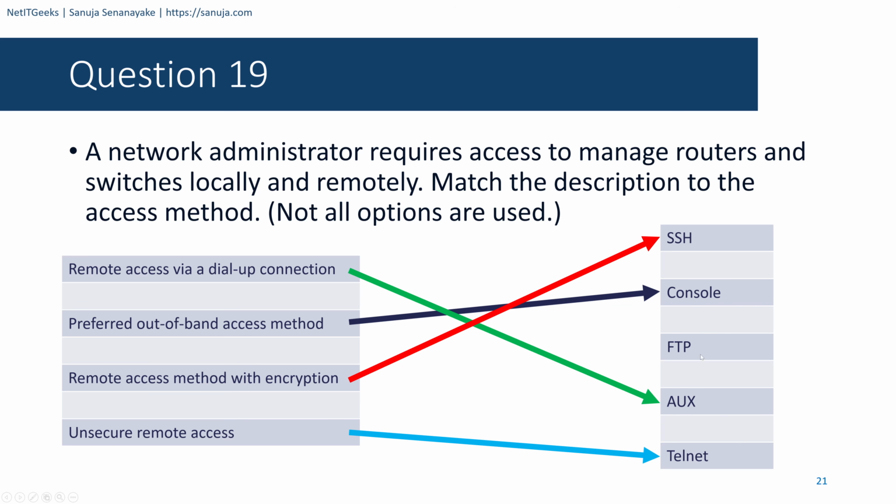On the Cisco exam, most likely you have to drag these things and put them into the one that matches. So you'll drag SSH and put it underneath here, or you'll drag remote access method via encryption and put it underneath it here. But at the end of the day, this is basically a matching question that you should be able to answer.